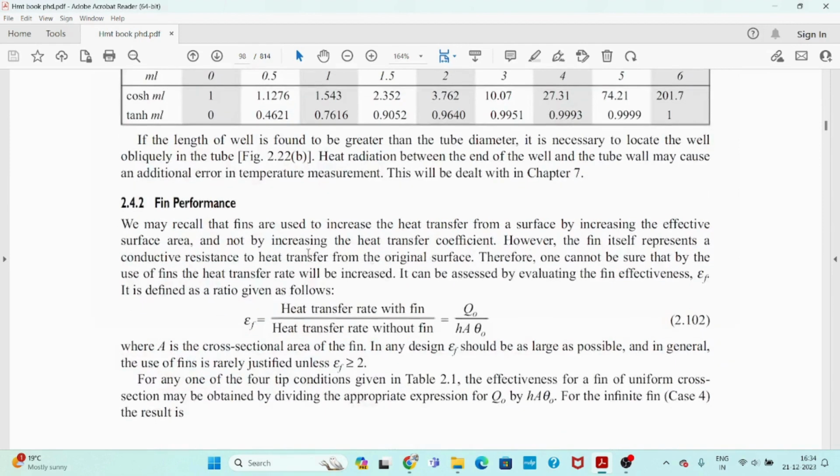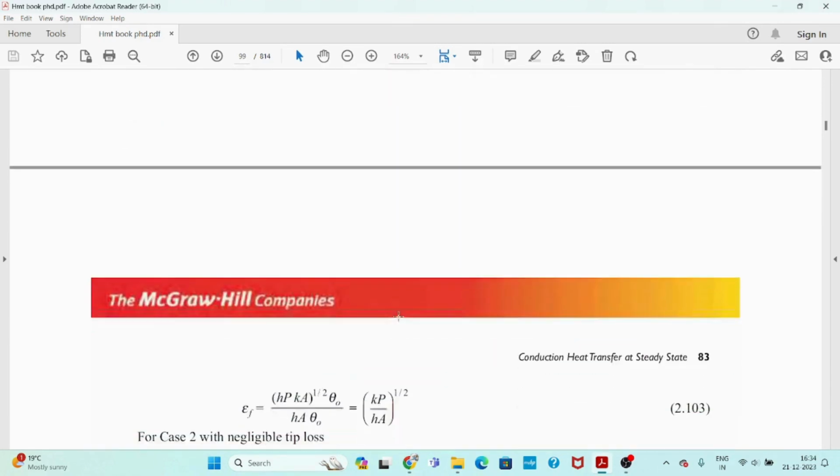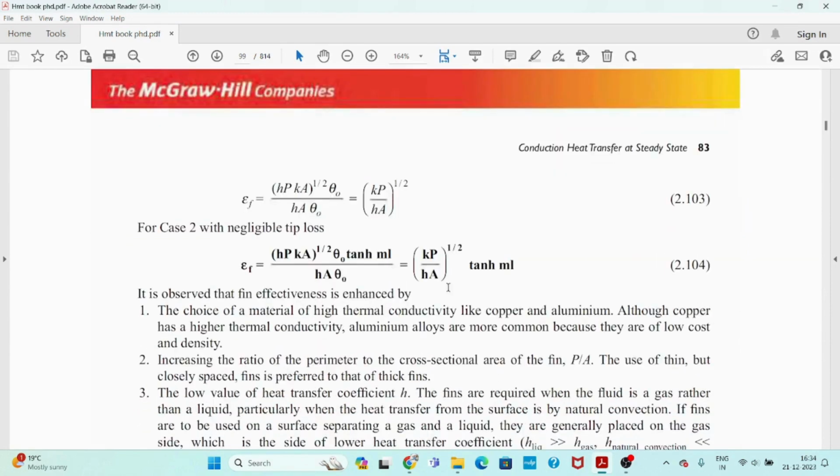Otherwise, fin performance is also important. Please remember Q upon hAθ, fin effectiveness: heat transfer with fin upon heat transfer without fin. You can see these in your exam, either competitive or semester exam. So please remember this also. Fin effectiveness: heat transfer with fin, heat transfer without fin. Okay. And this formula is also important for fins. Remember this formula.